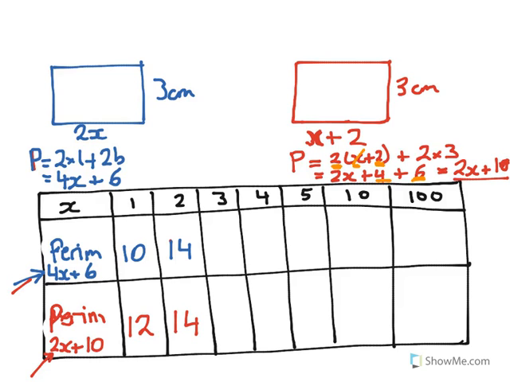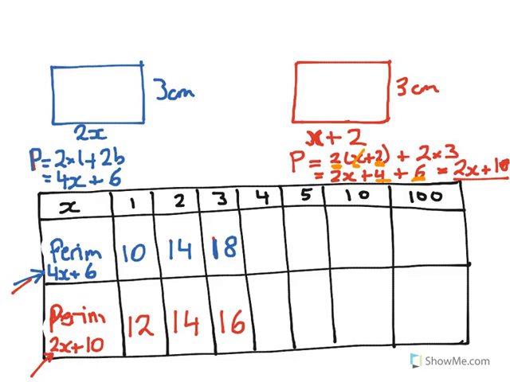What about when x equals 3? When x equals 3, 4 times x plus 6, the perimeter of the blue rectangle. 4 times 3 is 12. 12 plus 6, 18. Sorry, I'm trying to keep the colours here correct. Whereas for the red rectangle, when x equals 3, 2 times 3 is 6. 6 plus 10, 16.